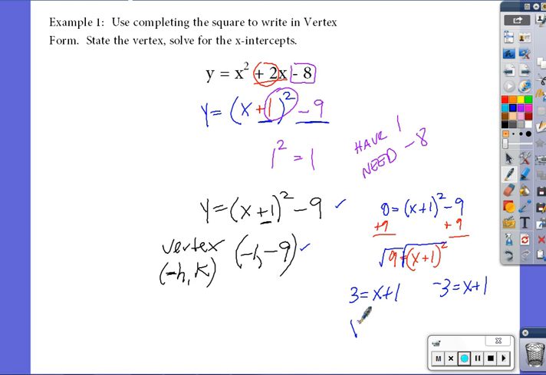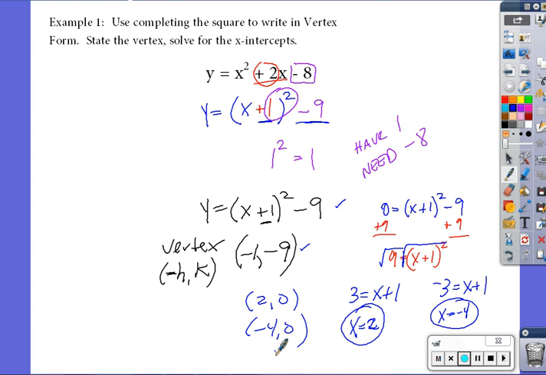So if I finish this, I'm going to get x equals 2, and over here, I'm going to get x equals -4. So in a few short steps, I was able to find 3 points on this parabola, which would probably be enough to graph the parabola. If I plotted the vertex and the 2 x-intercepts, I would have enough information to draw that U-shaped graph. That's what completing the square is. I'm going to try another one.